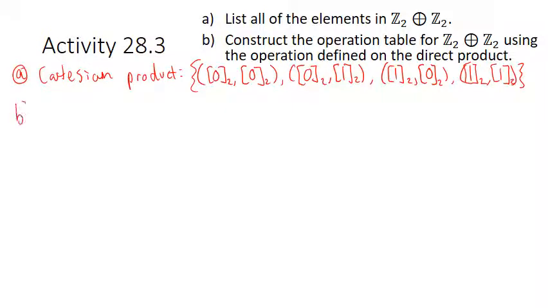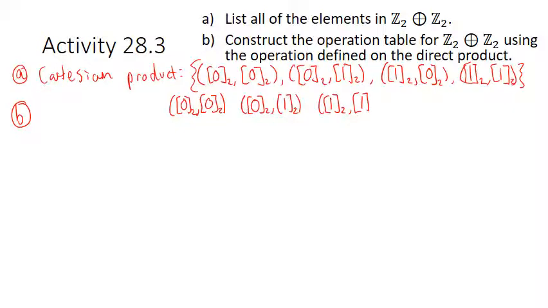Okay, so part B, construct the operation table for this external direct product using the operation that we went over on the last slide. Okay, so it's not a very big table, so I think we can do this hopefully not too time consuming. If you want to just fast forward and look at the end product, that is totally fine. In fact, maybe I'll just drop these subscripts because they're kind of making it take longer.